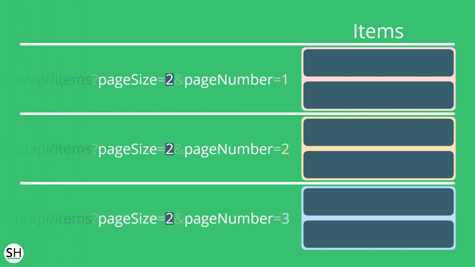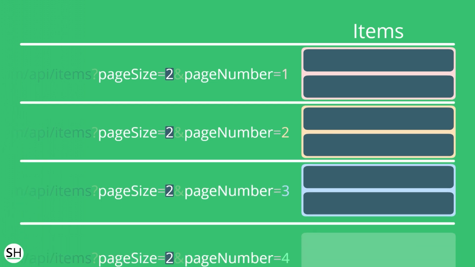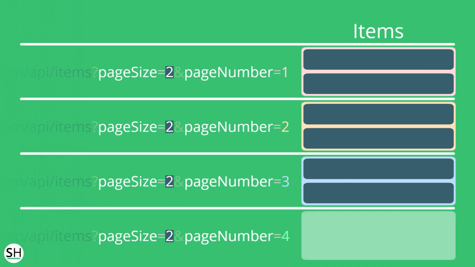However, say there were 6 records in the dataset, it would still take us 3 requests to get all the data, but then we would need to make a 4th request to see an empty page to make sure that there are no more records.